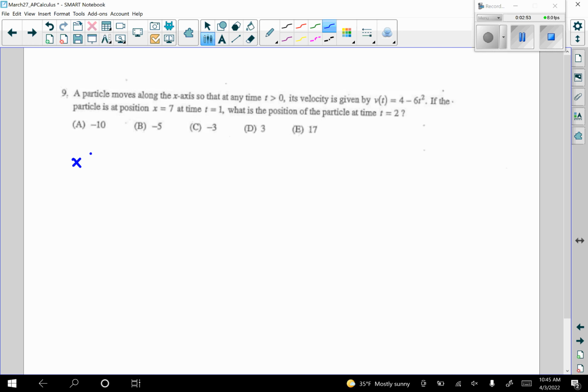So now we have x of t is equal to 4t. We could rearrange this if you really wanted to. 4t minus 2t cubed plus 5, and then we want to find x of 2. So this will give us 8. And then 2 cubed is 8, so we'll have 8 minus 16 plus 5. Negative 8 plus 5 is negative 3, so there's C.